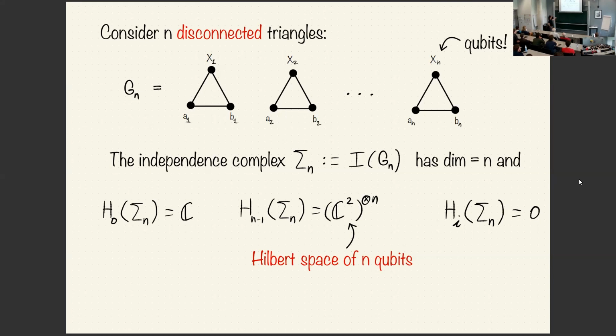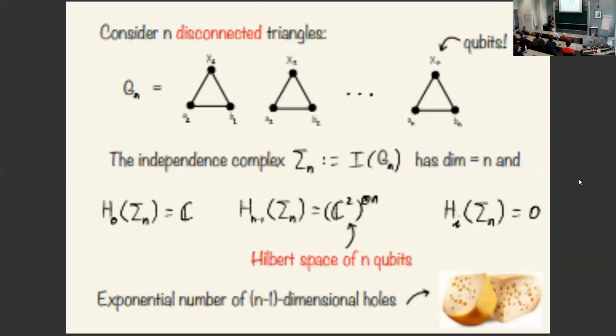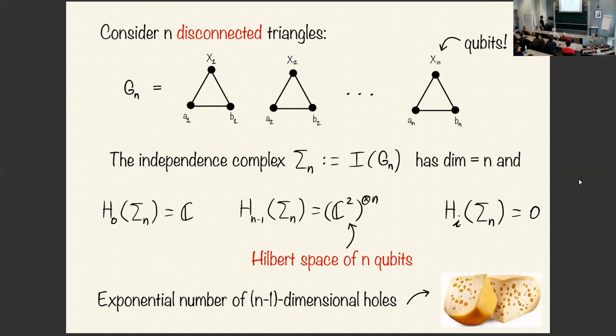Then another non-trivial homology group appears at dimension n-1. So it means that there are (n-1)-dimensional holes, and there's an exponential number of them. That's just because there's an exponential number of independent sets of size n here. All the other homology groups are 0. So this is perfect, because this thing here will be my Hilbert space. I have to ignore this connected component. It's just telling me that it's one Hilbert space, not two. So this cheese here is not an accurate representation of my space.